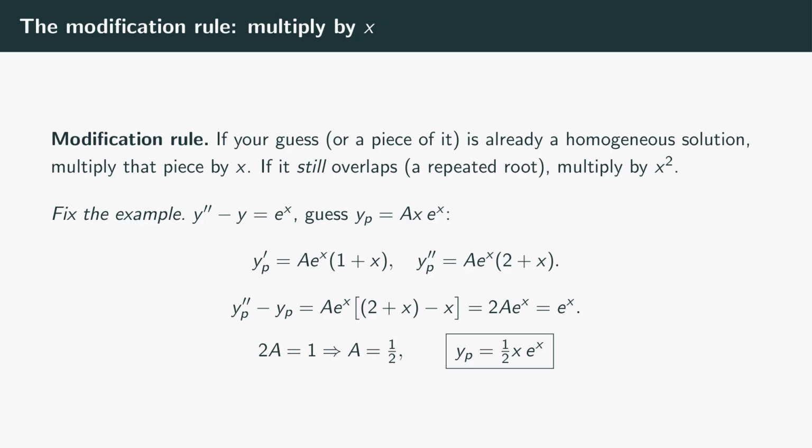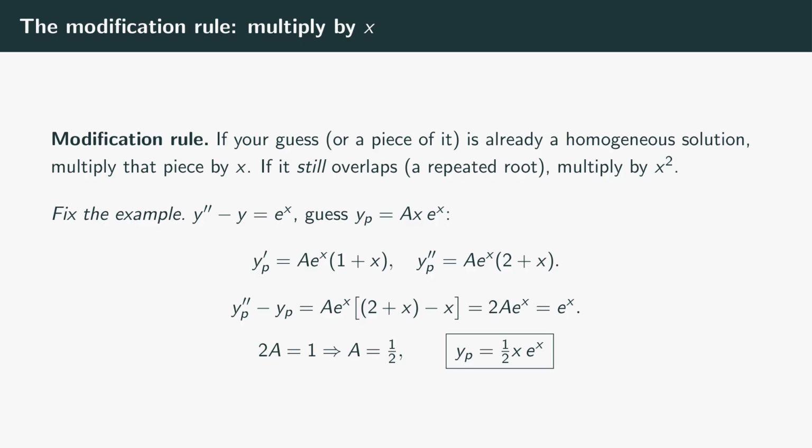Let's repair our example. Solve y'' minus y equals e^x, but now guess yp equals a x e^x. Differentiate with the product rule. The first derivative is a e^x times the quantity 1 plus x, and the second derivative is a e^x times the quantity 2 plus x.